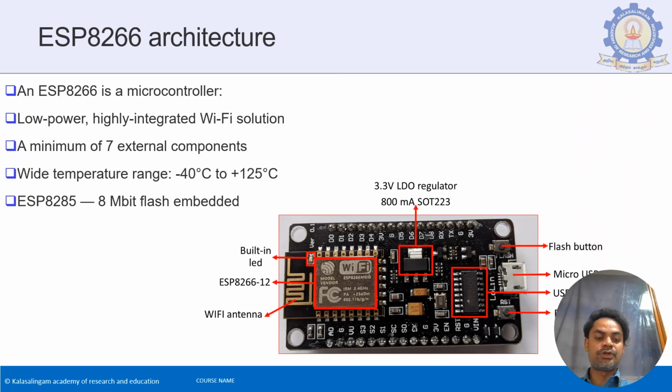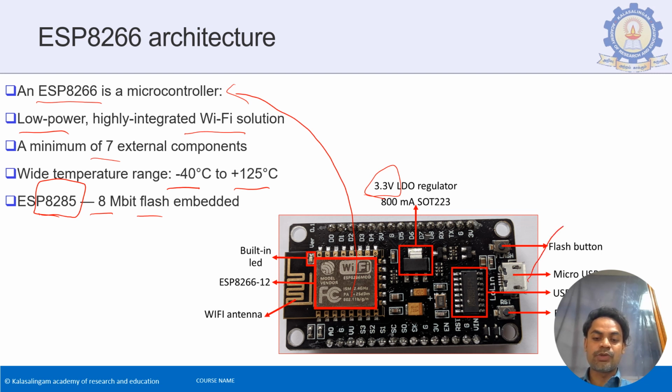Who made the ESP8266? It was Espressif. ESP8266 is the name of this particular controller, and NodeMCU is the name of the board. It is low power because it works only with 3.3 volts, and it has a Wi-Fi processor with few external components required. It works in the range of -40 to +125 degrees, and it has 8 MB of embedded flash memory, and the memory's name is 8285.